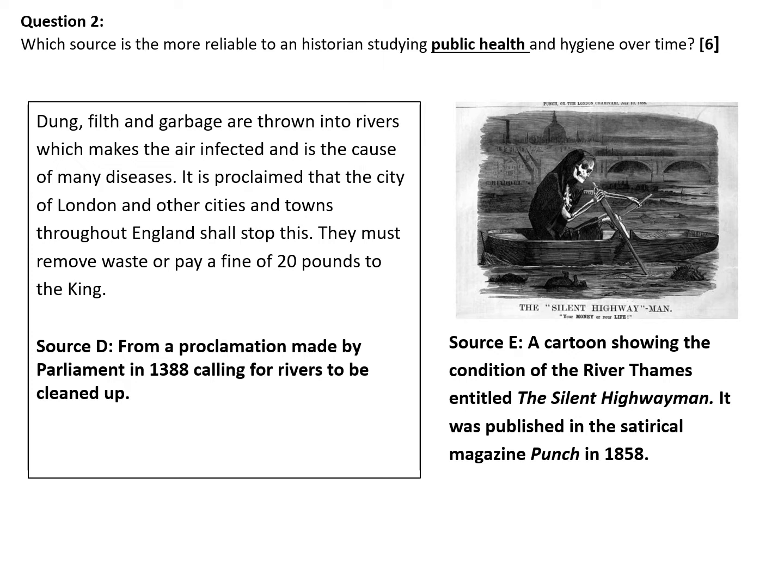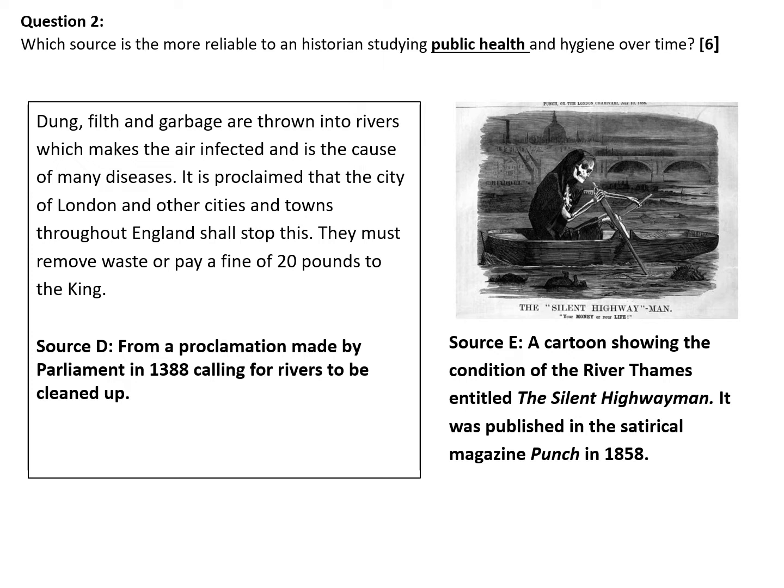Dung, filth and garbage are thrown into the rivers, which makes the air infected and is the cause of many diseases. That's quite good. It tells us that public health was bad and gives us examples of why. It is proclaimed that the City of London and other cities and towns throughout England will stop this. They must remove waste or pay a fine of £20 to the King. So again, it's not only telling us what was wrong with public health, but it's also telling us that the government was kind of trying to improve it.